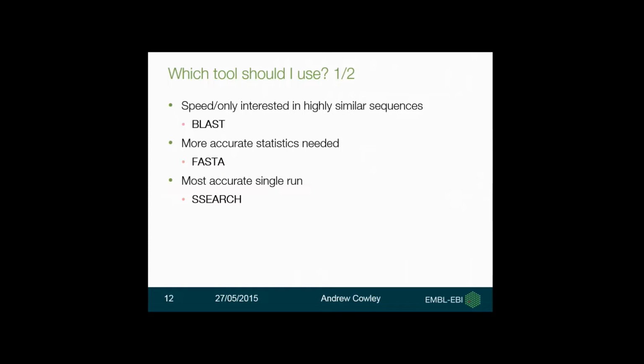So the next question might be, which tool do I want to use? There's quite a range of tools available. So here are my own recommendations for tools. If you're looking for the fastest search tool that we have, or you're only interested in finding the most highly similar sequences, then go ahead and use BLAST. It's very, very quick. If you need more accurate statistics as the result of your search, then I recommend the FASTA suite of tools. And for a single run, our most accurate local alignment search tool is a tool called S-Search.